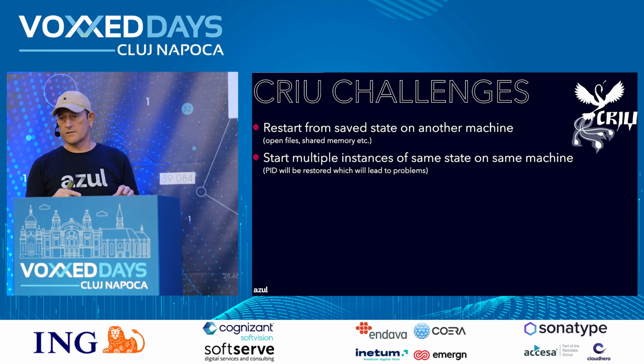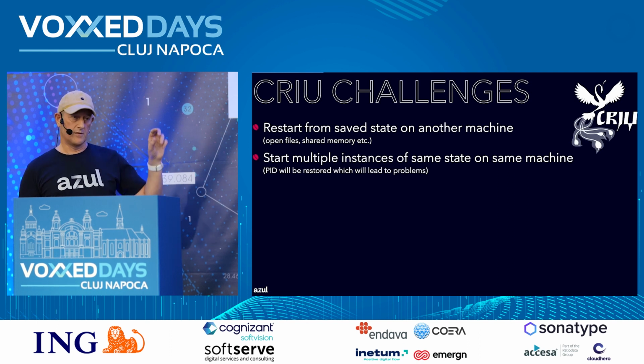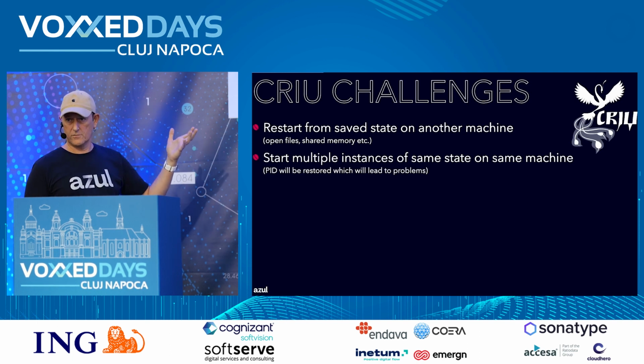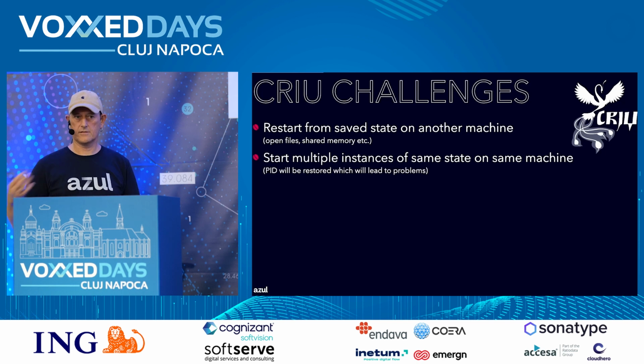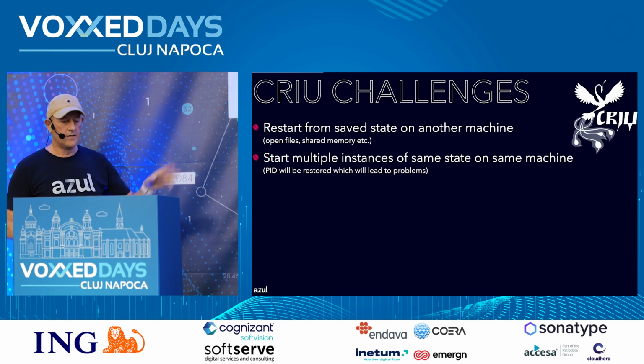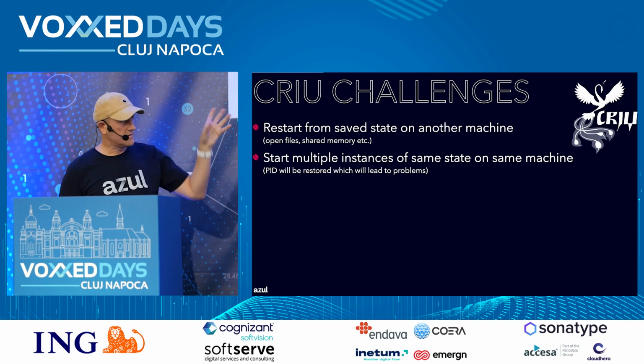Starting multiple instances of the same application on one machine is also not a good idea because it won't work. Because the PID, the process ID on Linux, which is unique, will also be part of the snapshot, and that means when you restore it, the first time will work. The second time, if the PID is already taken, Linux will say, no, sorry, I can't run it again, right? There are solutions for that, and we are also working on a solution to fix this problem.